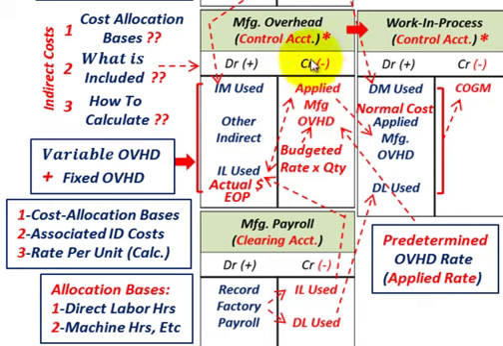So in this manufacturing overhead account, based on our applied overhead rate, we're going to have an indirect cost, or an overhead cost, that we apply to the product, and it's going to flow into the work in process inventory account at the applied manufacturing overhead rate. And this would be normal costing for job order costing.